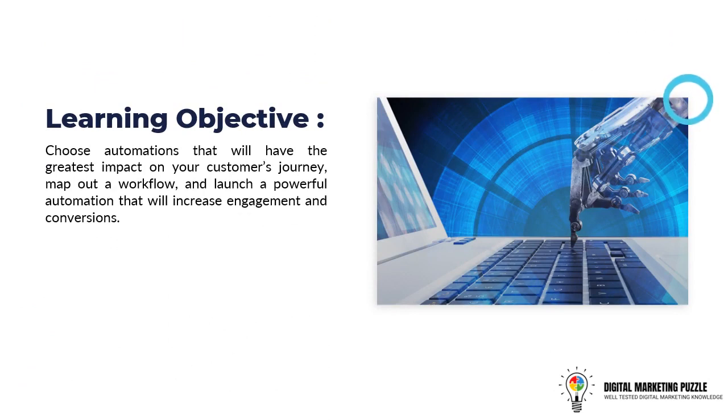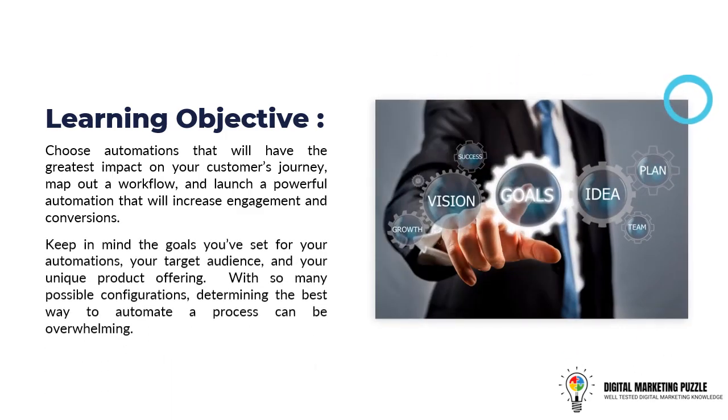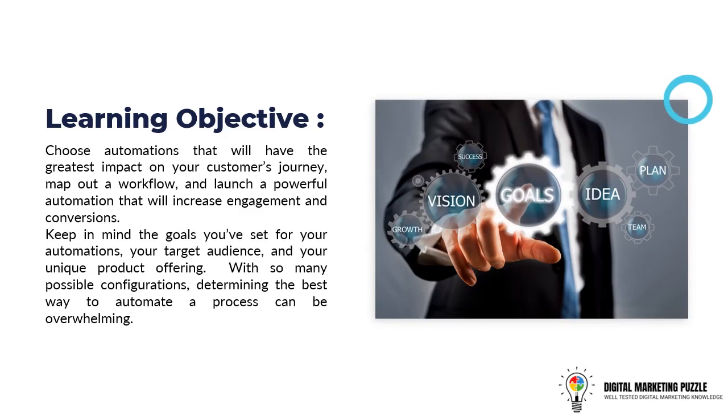In this lesson, you will choose one automation and map it out. Focus on automations that will have the greatest impact on the customer journey, engagement, and conversions. Keep in mind the goals you've set for your automations, your target audience, and your unique product offering. With so many possible configurations, determining the best way to automate a process can be overwhelming. Most email marketing platforms provide you with pre-made popular automations, or you can build your own within their platform.